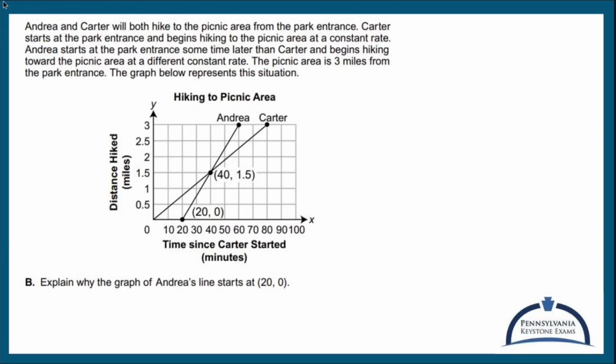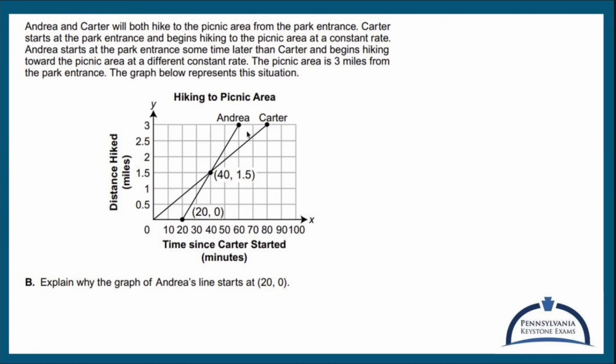Anyways, part B. Andrea and Carter will both hike to the picnic area from the park entrance. Carter starts at the park entrance and begins hiking to the picnic area at a constant rate. Andrea starts at the park entrance sometime later than Carter and begins hiking towards the picnic area at a different constant rate. The picnic area is 3 miles from the park entrance. The graph below represents this situation.